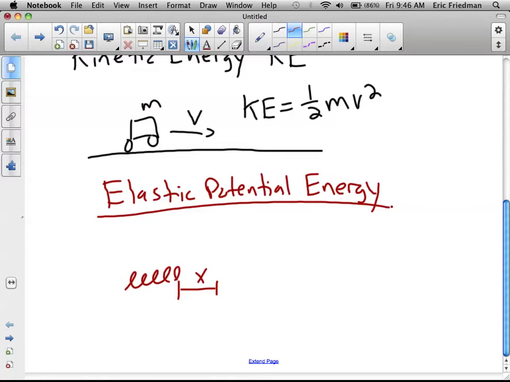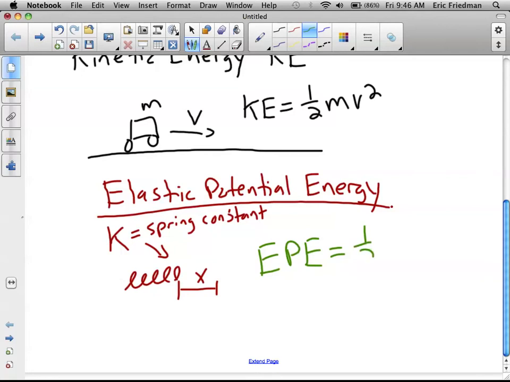What we also have to know about the spring is we have to know what the spring constant is, k, for the spring. k is the spring constant. And if we know those two things, then we can easily write down that the elastic potential energy is 1/2 kx squared. So that's that. Those are our three types of energy that we are going to be taking a look at.